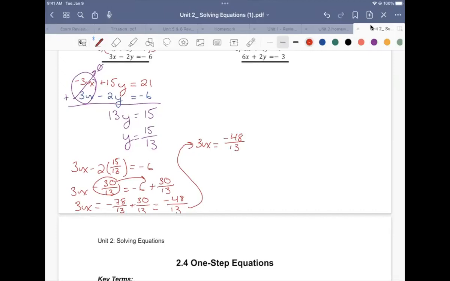This is a much harder example too, so do not stress if it feels a little bit overwhelming. Which means I'm going to divide both sides by 3. This is the same as saying divided by 3 over 1, which means I would multiply by the reciprocal. Which is negative 48 over 13 times 3 is 39.